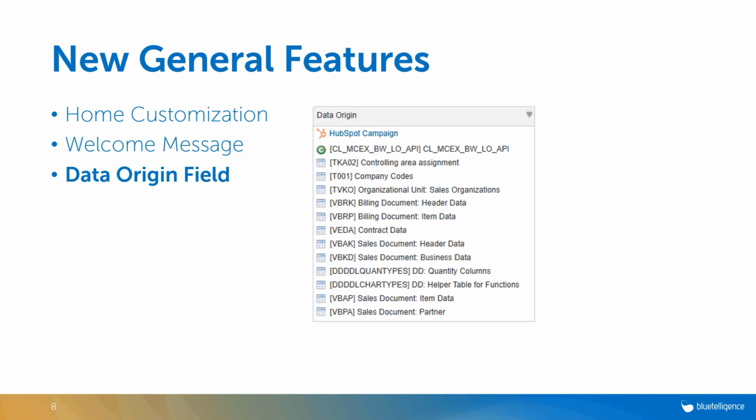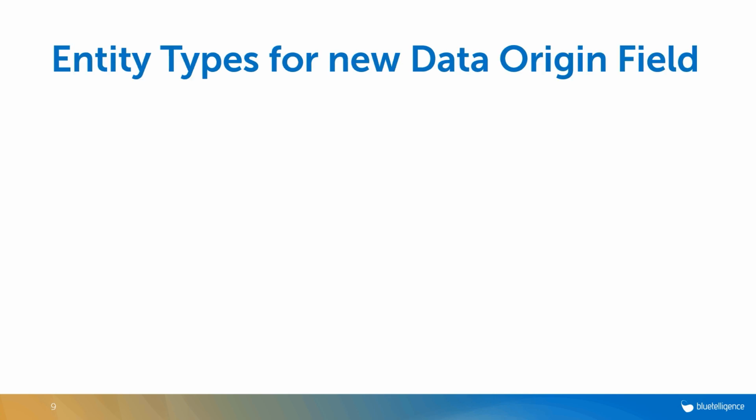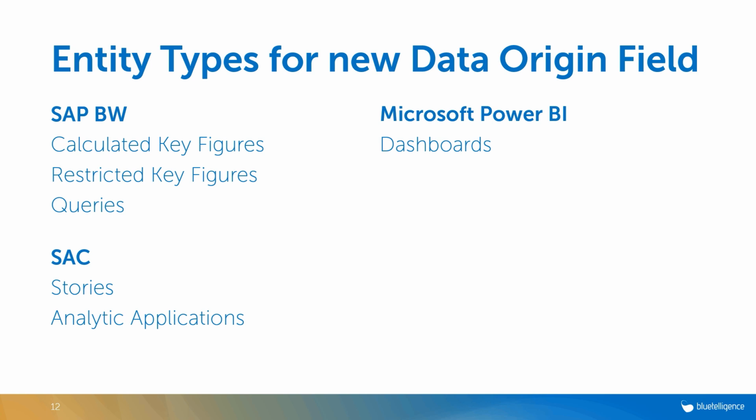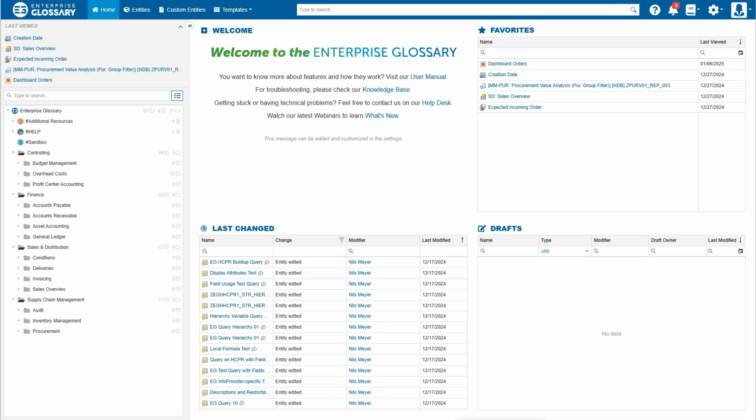The new data origin field shows a summary of the data lineage, specifically the endpoints of the data flow. This new field gives you an instant and simplified view of the data sources of an SAP or Power BI object. It is available for both synchronized and custom entities and can be added to the following types: SAP BW calculated and restricted key figures as well as queries, SAC stories and analytic applications, Microsoft Power BI dashboards, and custom entities, as it considers manually created relations as well. Now, let's have a closer look at these new features in Enterprise Glossary.